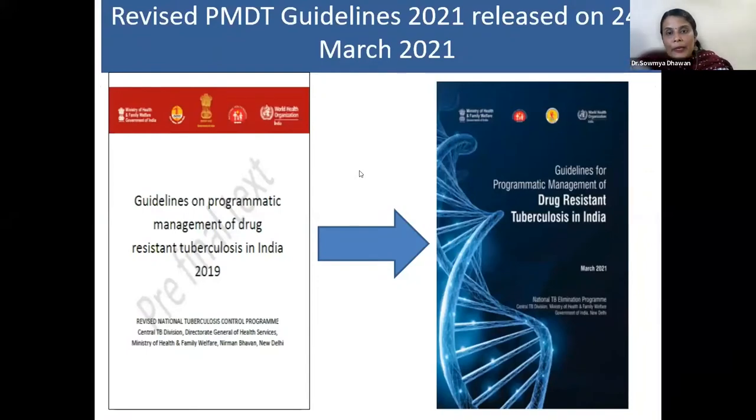So the revised PMDT guidelines, the Programmatic Management of Drug-resistant TB guidelines 2021, which were released on 24th March, emphasize the need for transition from phenotypic to genotypic methods. They also emphasize the major paradigm shift which I want to speak about, which is whole genome sequencing. What is the need for whole genome sequencing, and why is it important? All these things have been highly emphasized in the programmatic drug-resistant TB management guidelines.